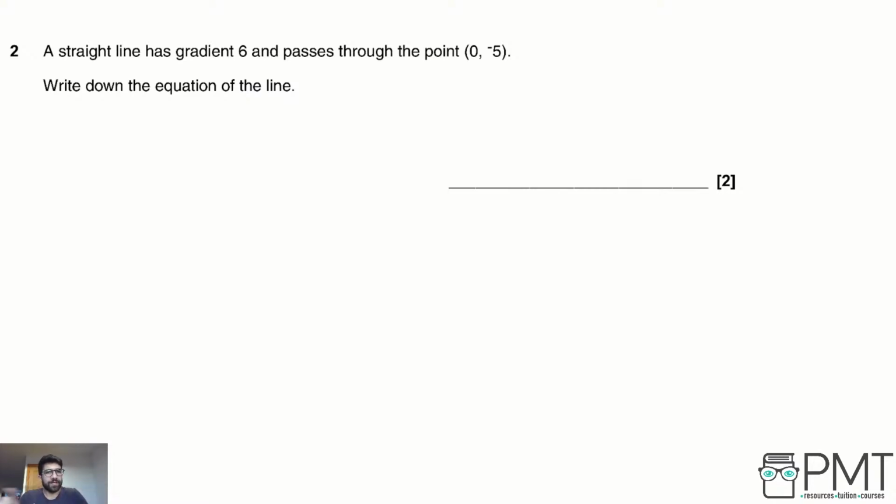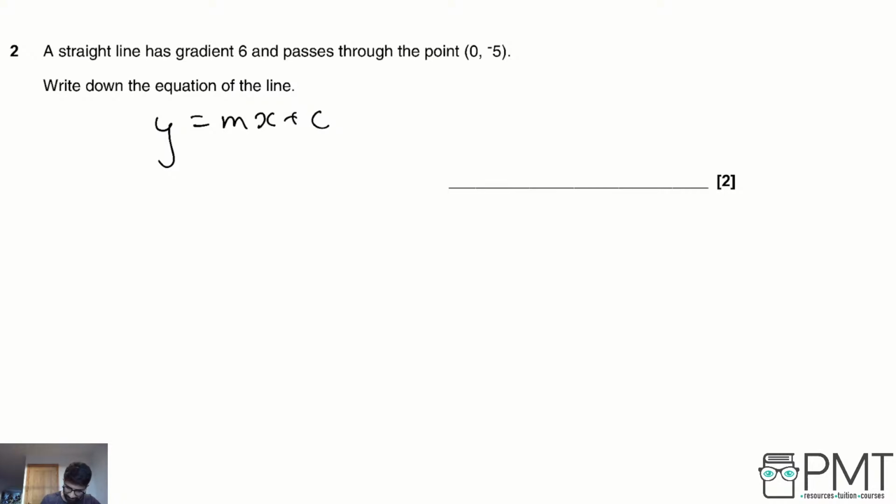Let me know if you have any questions, anything you want to ask about the first one. In question number 2, we have a straight line that has gradient 6 and it passes through the point 0, -5. Write down the equation of the line. Again, it says write down, so you don't really need to do a lot. You just need to remember y equals mx plus c.